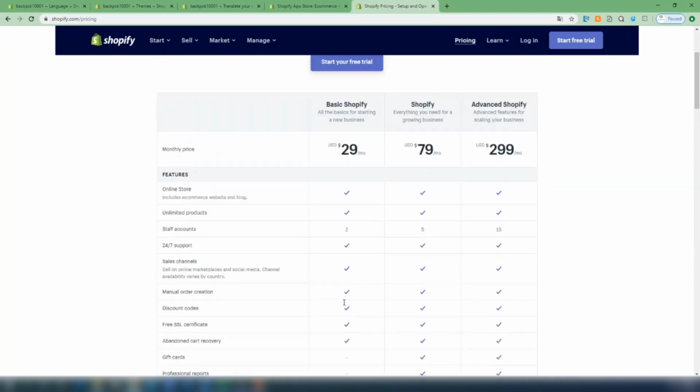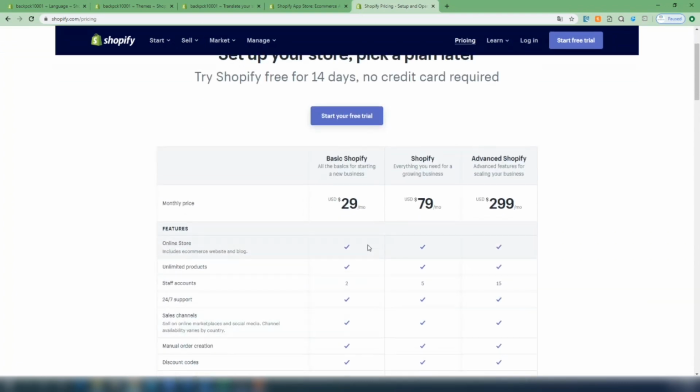As I said, the one I suggest you go with is the Basic Shopify. It's for new businesses that are just starting out. You can cancel whenever you want, and if you pay for a year, you get a discount. So this one is the basic one.